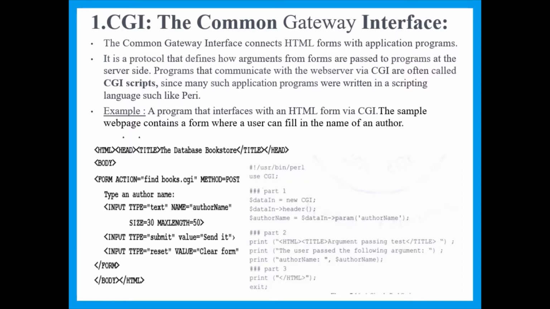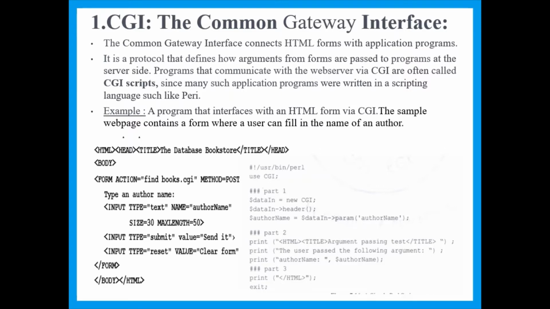Here we use the HTML tags head and title, and the title is given as database bookstore. Within the form tag we have set the action as findbook.cgi. The findbook.cgi is the file name of the CGI code which has been written using the Perl language, and the method used is the post method. When we make the method post, whatever values are passed from the HTML page are encoded in the HTTP body, meaning the values are secured.